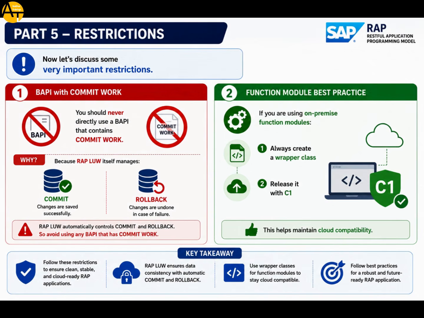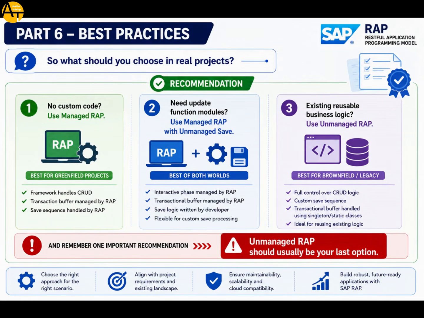Part 6: Best practices. So what should you choose in real projects? Recommendation: no custom code? Use managed RAP. Need update function modules? Use managed RAP with unmanaged save. Existing reusable business logic? Use unmanaged RAP. And remember one important recommendation: unmanaged RAP should usually be your last option.